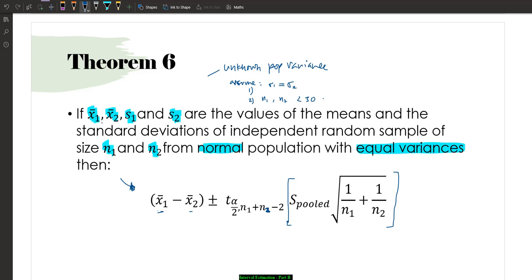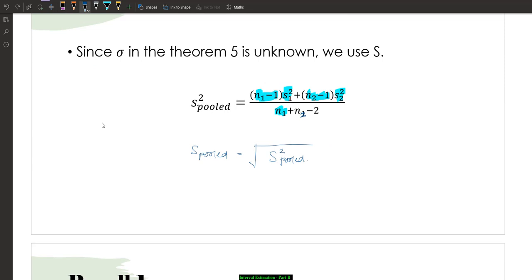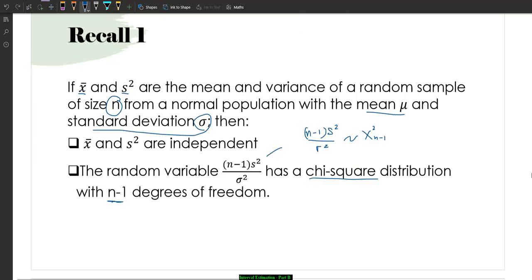In theorem number 4, we have sigma 1 squared divided by n1 plus sigma 2 squared divided by n2, right? This is the condition. So when we assume sigma 1 and sigma 2 are equal, then we can take the sigma outside, and then it becomes a pooled standard deviation. The pooled variance formula is n1 minus 1 multiplied with sample variance 1 plus n2 minus 1 multiplied with sample variance 2, divided by the degrees of freedom, which is n1 plus n2 minus 2. So this is what we call the pooled sample variance, right?